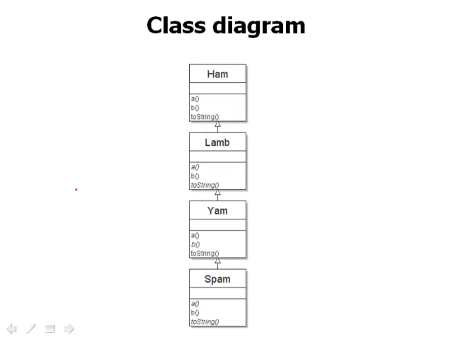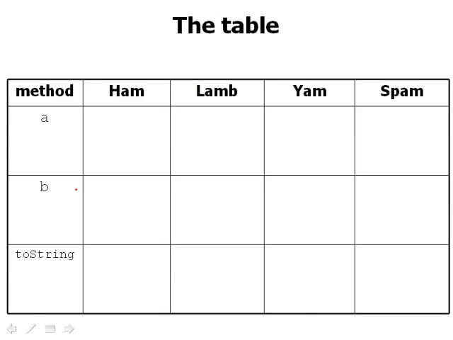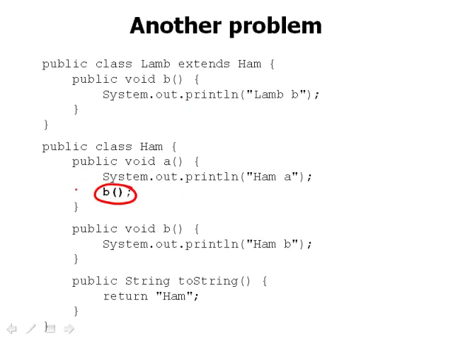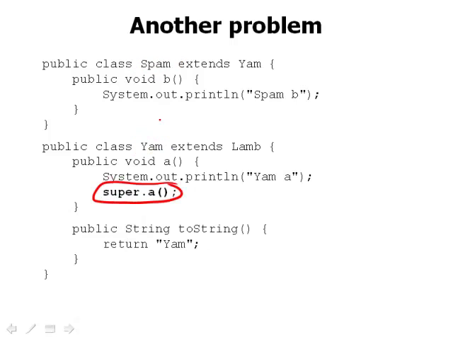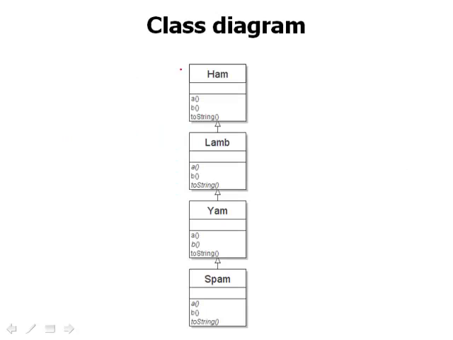Well, again, we can make a table to look at the different classes and the different methods. Before we do the table, we probably want another one of those diagrams that shows the different classes. If you were to look through the code back on the previous slides here, you'll see that the one on top of the chain is ham, and then lamb extends from ham, and then we have spam extending yam and yam extending lamb. So if you look at all of those together, you'll find that the overall tree looks like this: ham at the top, followed by lamb, followed by yam, followed by spam. And in the diagram here, it's a little bit difficult to read, but the only methods that are in these are B is in lamb, and yam has A and toString, and spam has B.